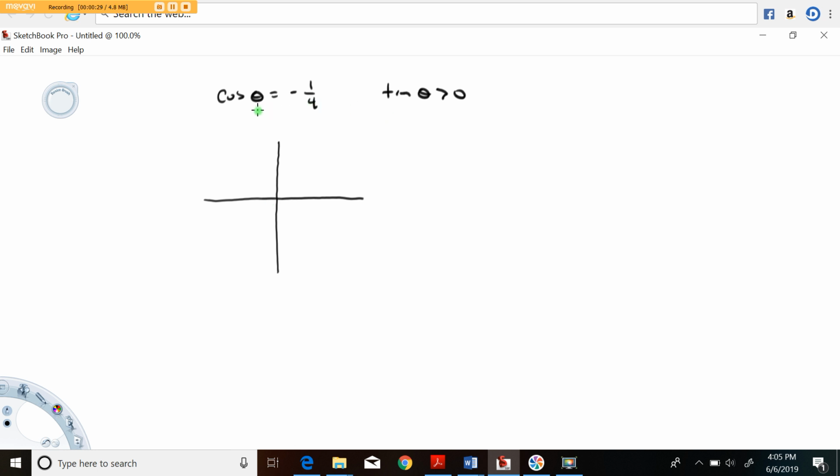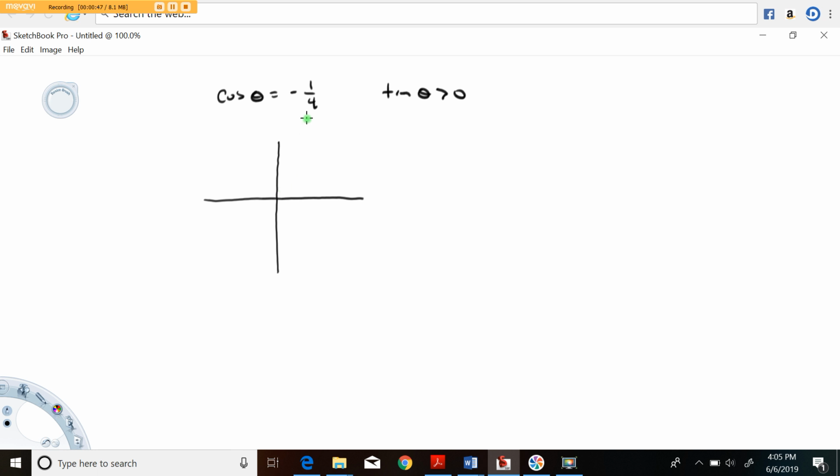Now, if the cosine function is negative, which apparently it is in this example, that means we have to be on the left somewhere, either in quadrant 2 or 3. Furthermore, the tangent function in this example is positive. That occurs in quadrant 3, where both the sine and the cosine are negative.